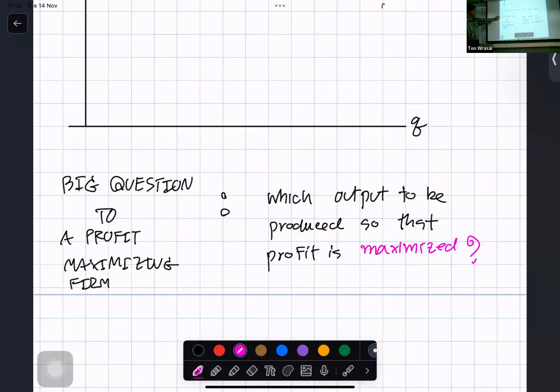We call this firm a profit maximizing firm, a firm that tries to maximize profit with this objective here. The approach says TR and TC, so we need to have an illustration for these two. Total revenue, total cost. Let's introduce each of them into this.